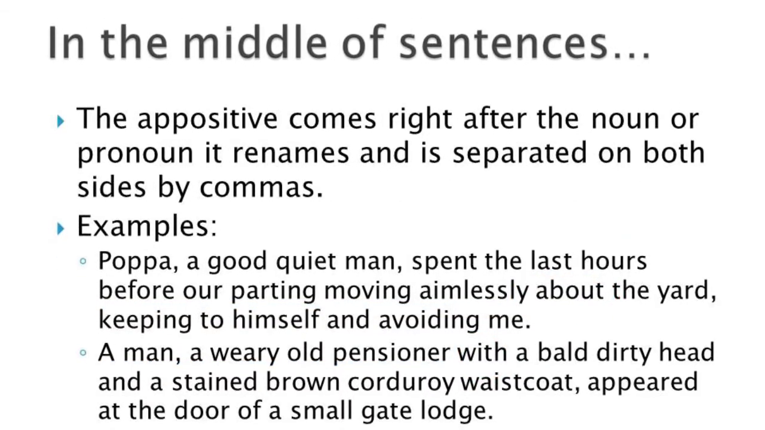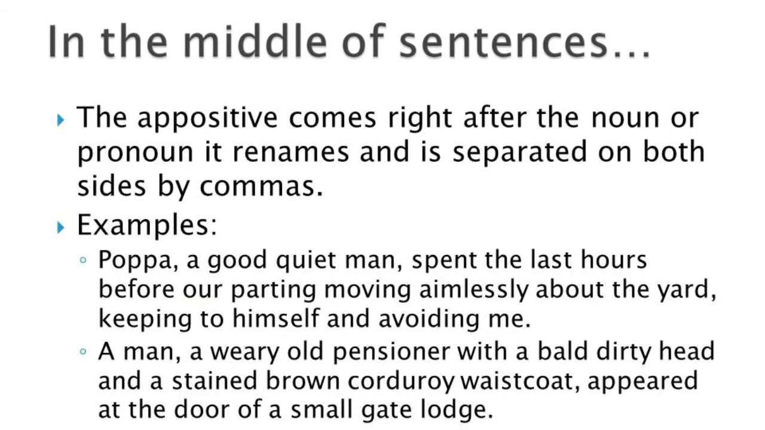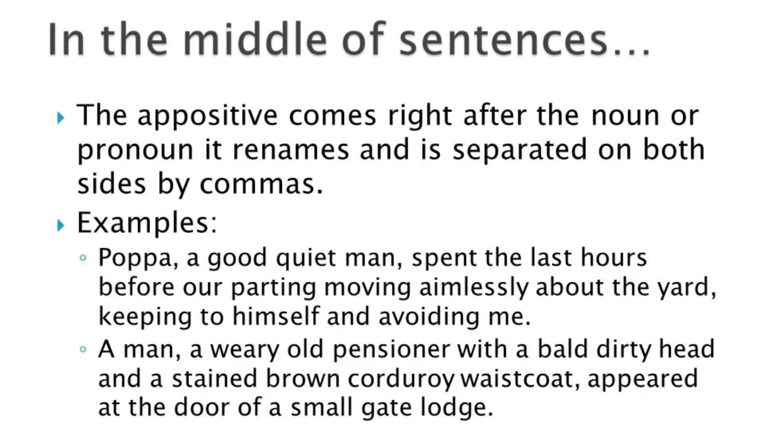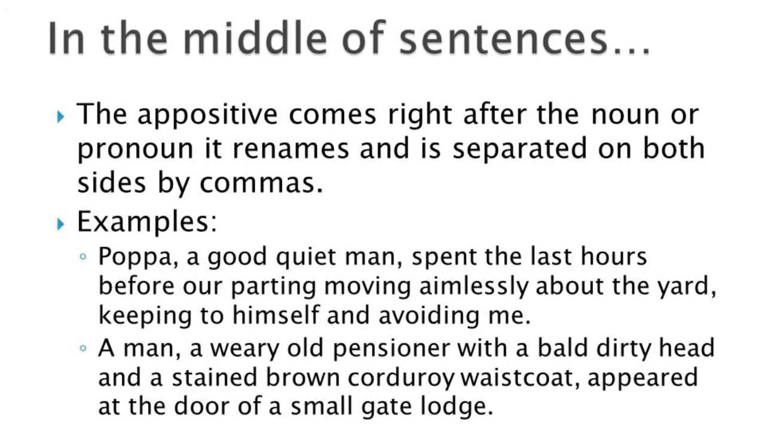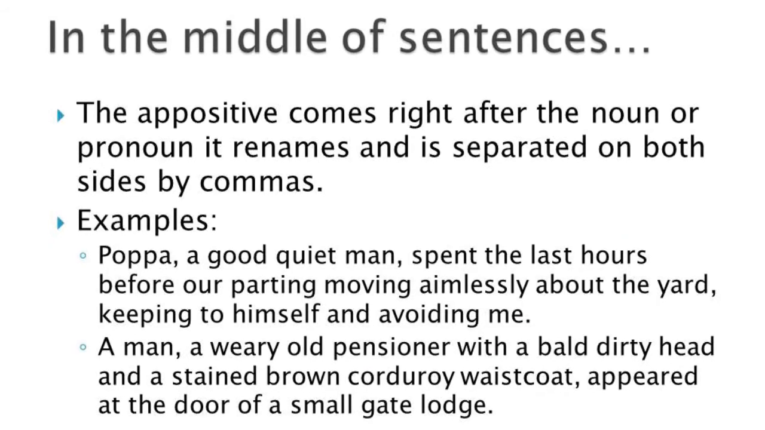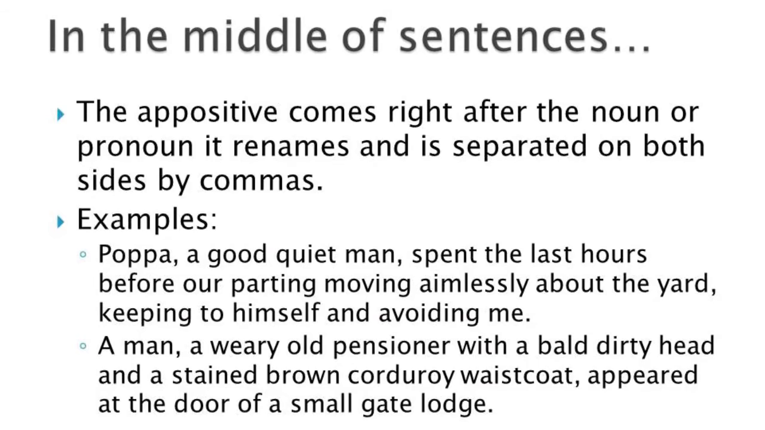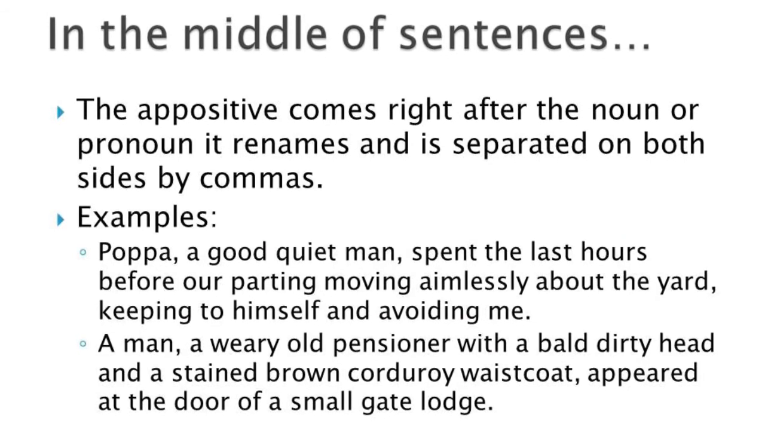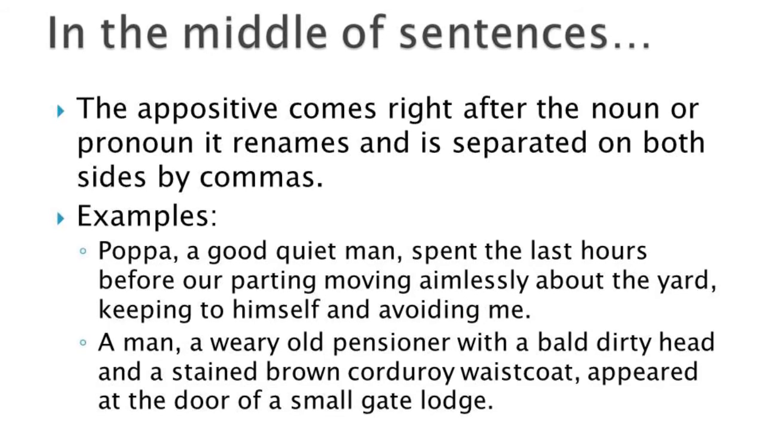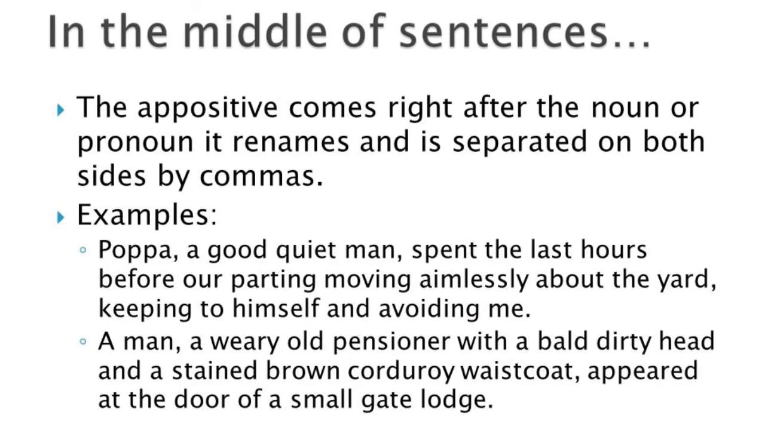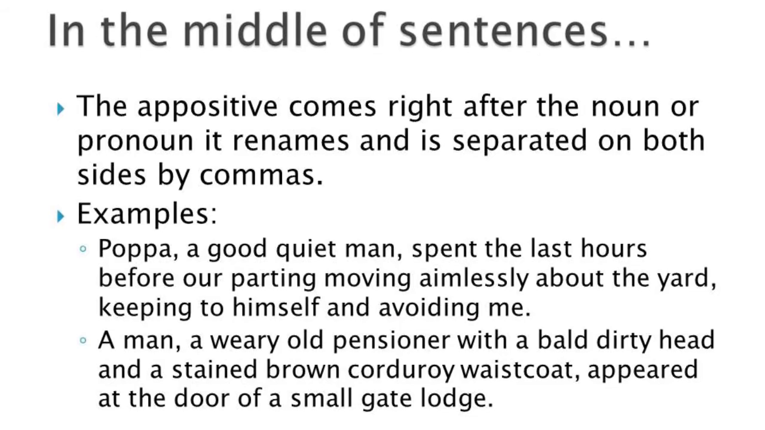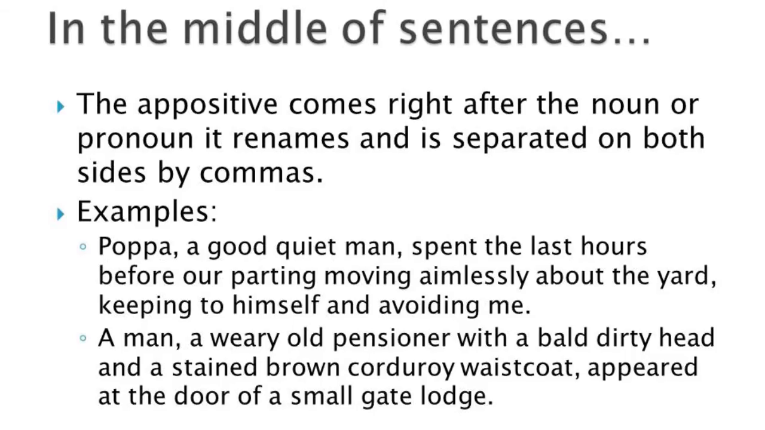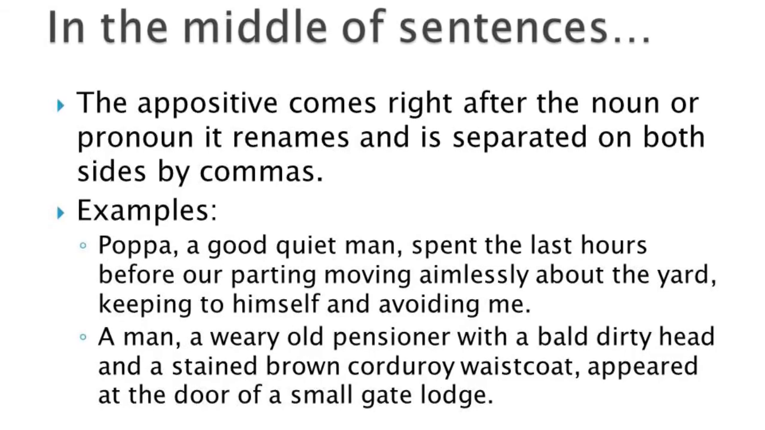Another place that appositives can appear in sentences is in between the subject of the sentence and the verb of the sentence. When an appositive appears in the middle of a sentence, it comes immediately following the noun or pronoun that it renames and is separated on both sides by commas. On your worksheet, circle the noun or pronoun that is being replaced by the appositive and underline the appositive. Pause the video here until you are ready to check your answers.